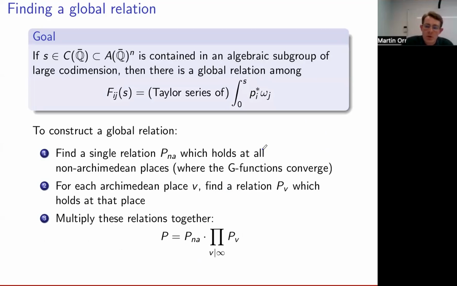What we do is a standard strategy for doing this. We can find one relation that works for all the non-Archimedean places, or at least all the non-Archimedean places where our g functions converge at the point we're interested in, since that's what we needed to get a global relation. And then for the Archimedean places, we separately find a relation for each Archimedean place. And then we just multiply all these together.